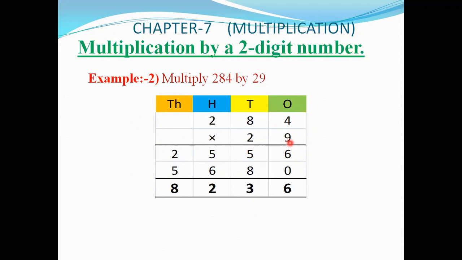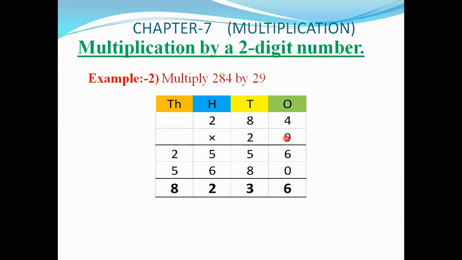Now when we multiply 9 by 4, 9 fours are 36. We write the 6 here, and now the carry over digit is 3. When we multiply 9 by 8, 9 eights are 72. 72 plus 3, we make 75. And the 7 is the carry over digit.